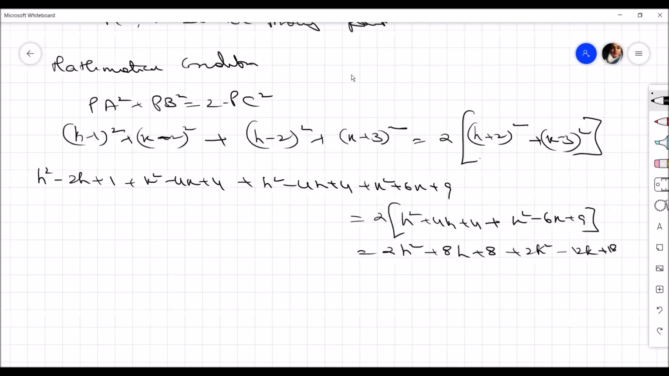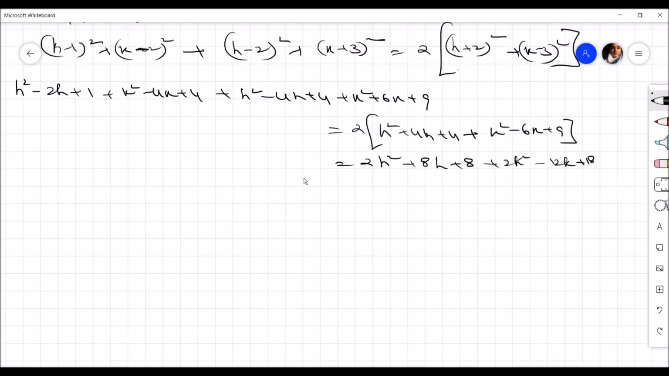Okay. So now a lot of things are going to get cancelled. So h square plus h square, which is 2h square, gets cancelled with 2h square. Similarly, k square plus k square, that's 2k square, which got cancelled. Okay. What are you left with? The remaining terms, that is minus 2h, minus 4h, and then minus 8h, which is nothing but minus 14h. All the h terms, I brought on one side. Similarly, minus 4k plus 6k plus 12k, which is plus 14k.